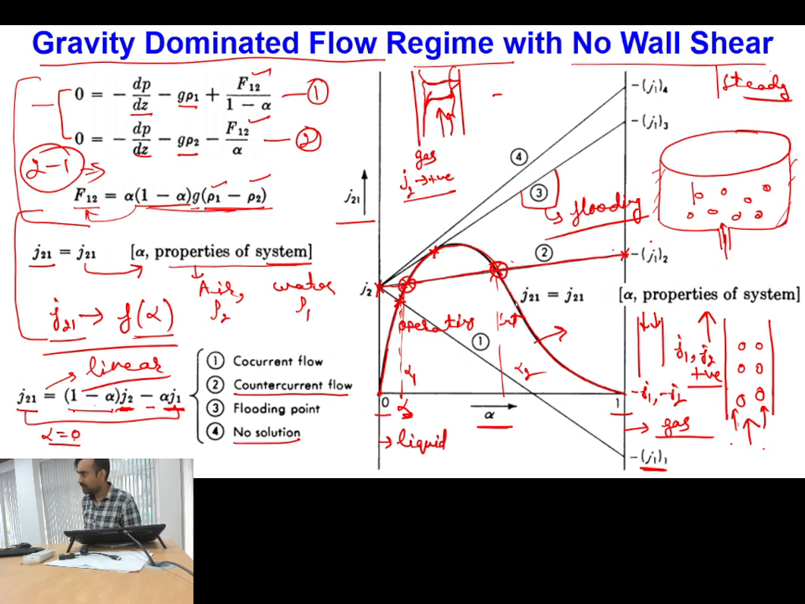No, not the same characteristic. In co-current flow, both the entire liquid and entire gas are moving in the same direction. But in the limit of flooding, some portion of the fluid can move co-flow and the remaining portion can continue moving in the counter flow. Understood?